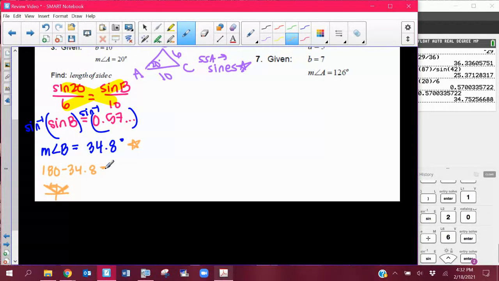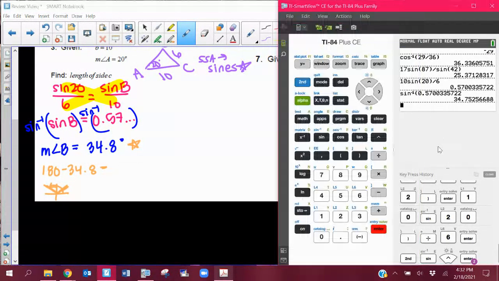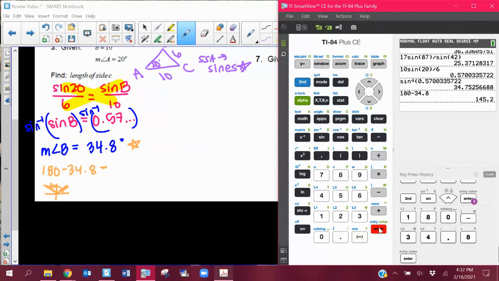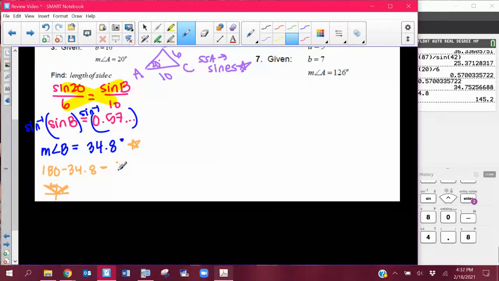So if I do 180 minus 34.8, which I'm actually going to do to make sure I can subtract. Subtracting is a very difficult art. Okay, I get 145.2. Well, maybe.